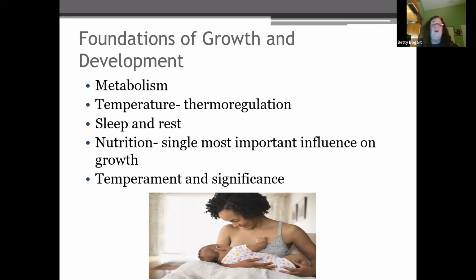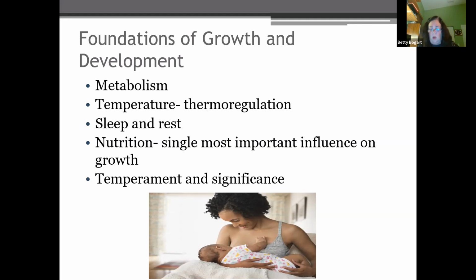Metabolism, also their temperature. Infants at birth can't hold their own body temperature. We must make sure that we keep them warm, whether under a warmer or with a blanket, so we don't have them get cool. They sleep a lot, they rest a lot, with a couple little tummy times in between, but basically sleeping, eating, peeing, pooping. That's what babies do. And again, nutrition is the single most important influence on growth.